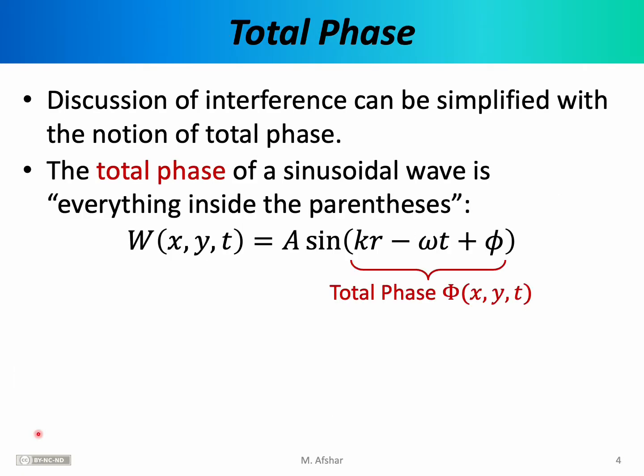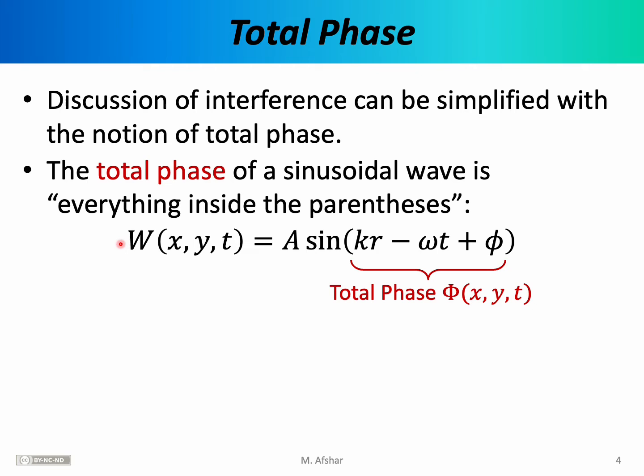Before discussing the constructive or destructive interference of two-dimensional waves any further, we need to simplify the notation a little bit. You may have noticed that the final function that you saw on the previous slide was quite a lengthy and complicated function. It's difficult to analyze such functions unless we simplify the notation a little bit. Discussions of interference can be simplified if we introduce the notion of total phase. The total phase of a sinusoidal wave is basically everything that's inside the parentheses.